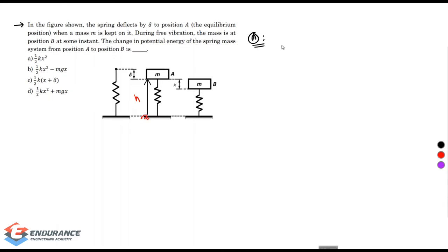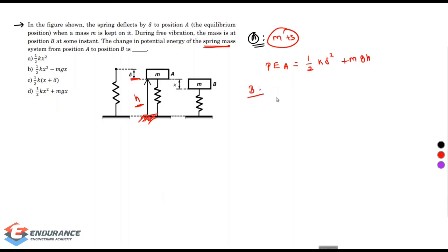Now focus on position A, mass plus spring, because they are asking for the potential energy of the spring mass system. Potential energy at A: focus on the spring, deflected by delta, so I can write 1 by 2 k delta square. The potential energy of the mass, placed at a distance h from the reference, will be mgh. Let me keep that as A.